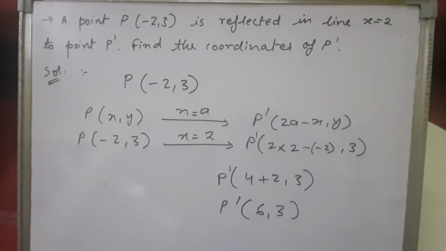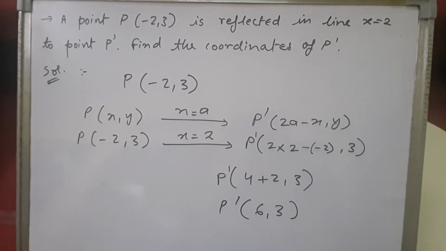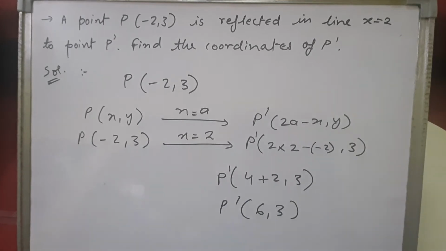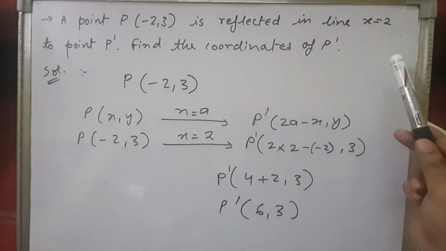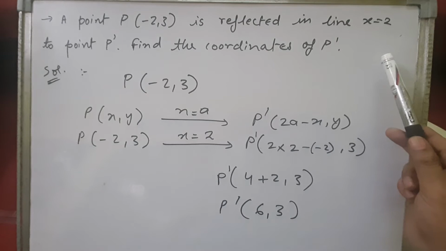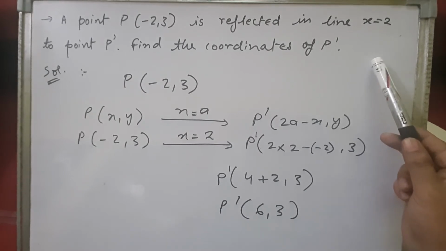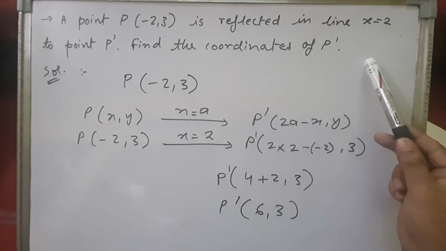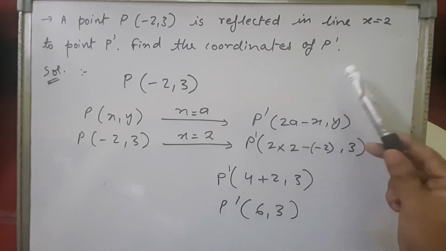Let's see another sum, children. Now in this sum it is given that a point P (-2, 3) is reflected in the line x = 2 to point P'. P' is the image of P formed after reflection in the line x = 2. So we have to find the coordinates of this image.